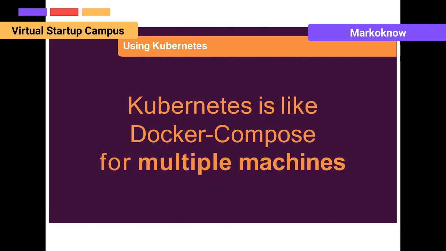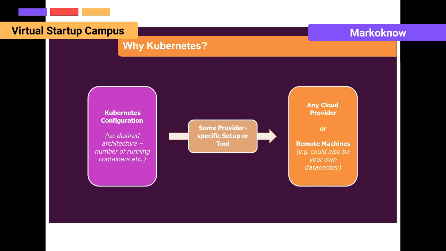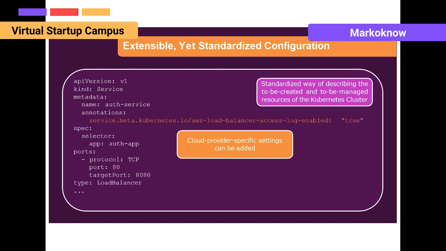Okay. So Kubernetes is like a Docker Compose for multiple machines जो maintain करते हैं. So why we are using Kubernetes जो हमने पहले देख चुके हैं: the desired architecture, the number of running containers they are providing for us, and some provider-specific setup or tools they are giving. Any cloud provider or remote machine is ये भी एक part है क्योंकि हम किसी पे depend नहीं रहते हैं वहाँ पर उस space में.